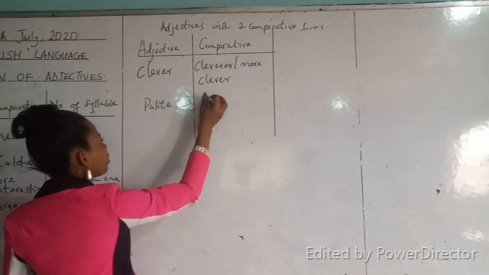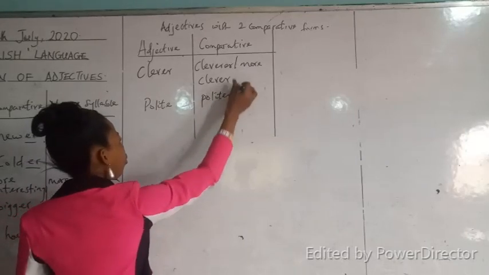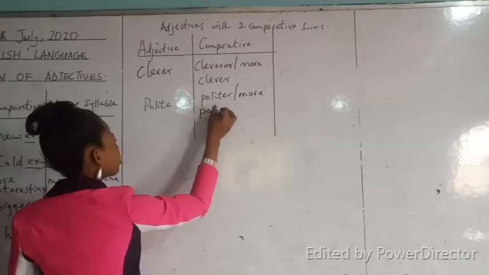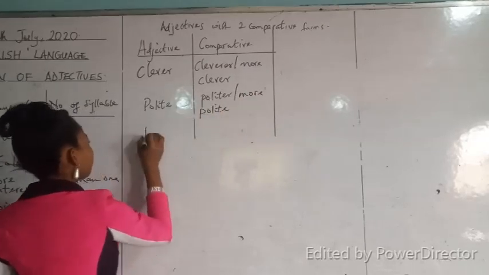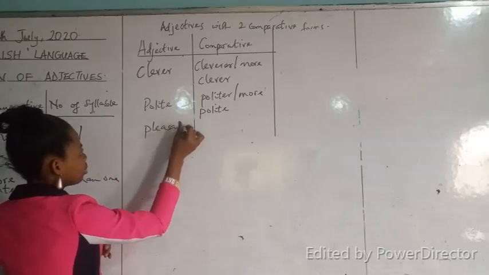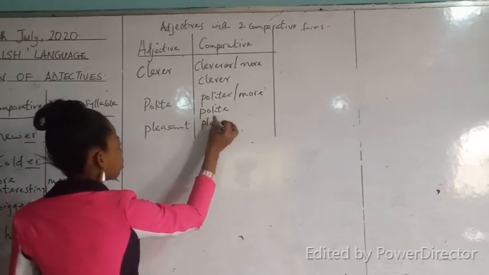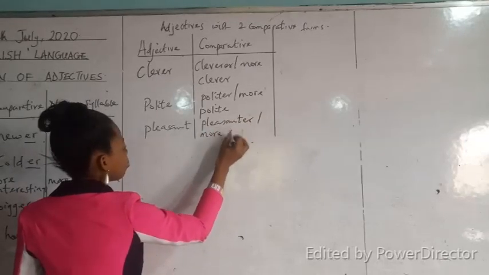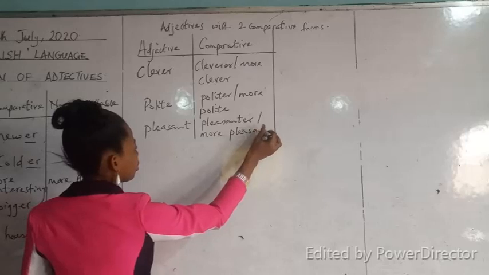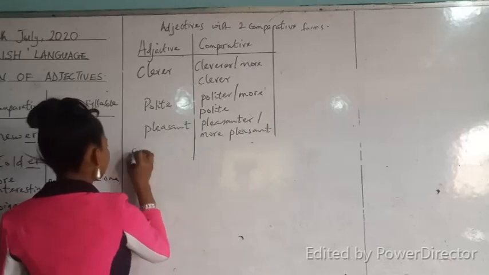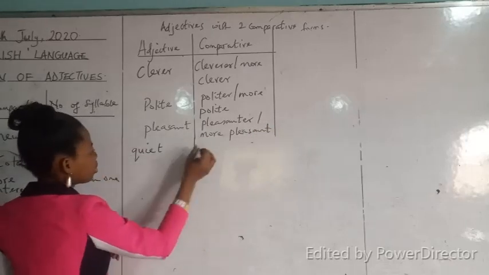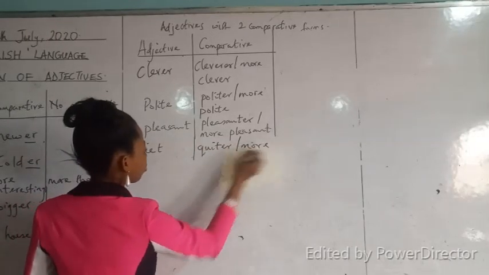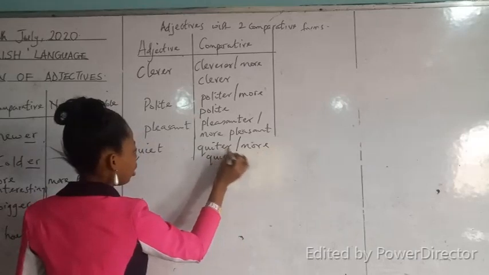Now, just as I told you, you can add ER to it, it becomes cleverer or more clever. Then the next one, polite. I have politer or more polite. I also have pleasant, pleasanter or more pleasant. And the last one is quiet, quieter or more quiet. The two are correct.